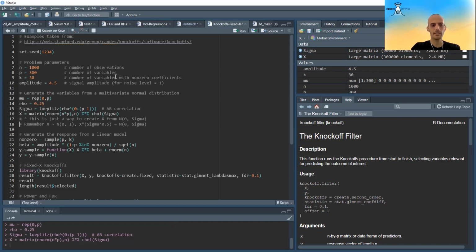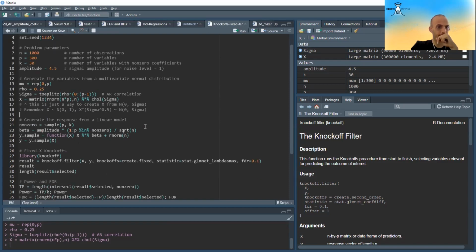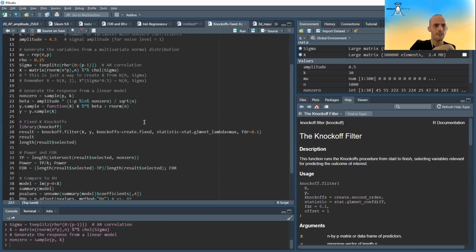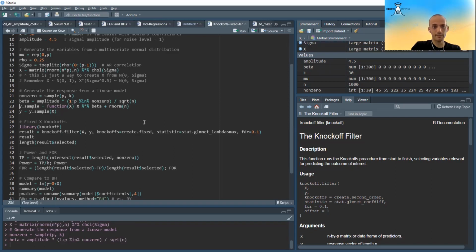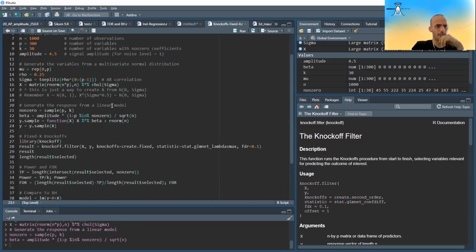And this is just a way to do this. You could have also just used a package that draws from a multivariate normal and supply the sigma. Here they just use a Cholesky decomposition on the sigma, so it's kind of like sigma to the power of half. And by multiplying this, the distribution is 0 and sigma. Okay, and now they choose 30 out of the 300 randomly, and they give them the amplitude, which is 4.5 divided by the square root of 1,000.